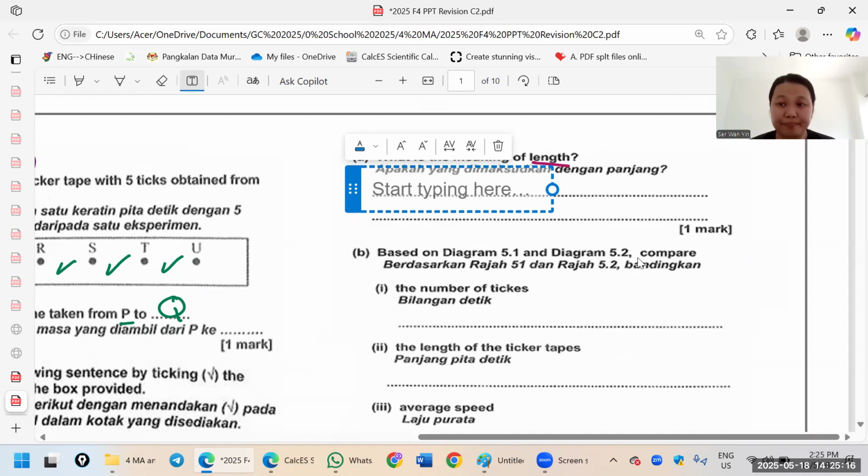Again, measurement of distance. Let's say the distance. We can say we always start with, it is the distance between points, something like that.